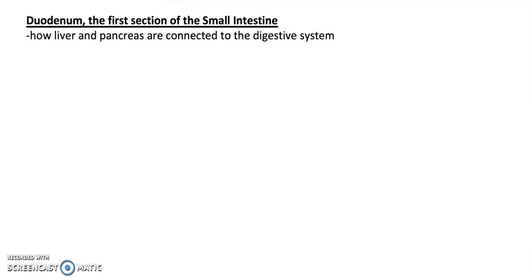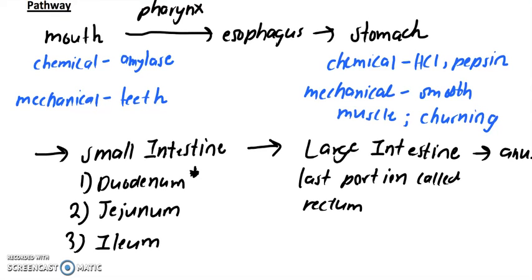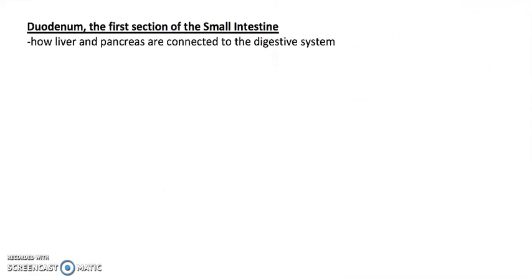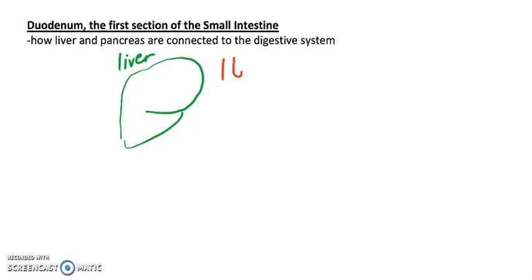So let me kind of draw. So notice up here I didn't mention things like the liver or the pancreas. So how are they involved in digestion? And it is through our small intestine. So here would be my liver. And my stomach is this J shape. So something like this. And then our pancreas sits kind of underneath our stomach.